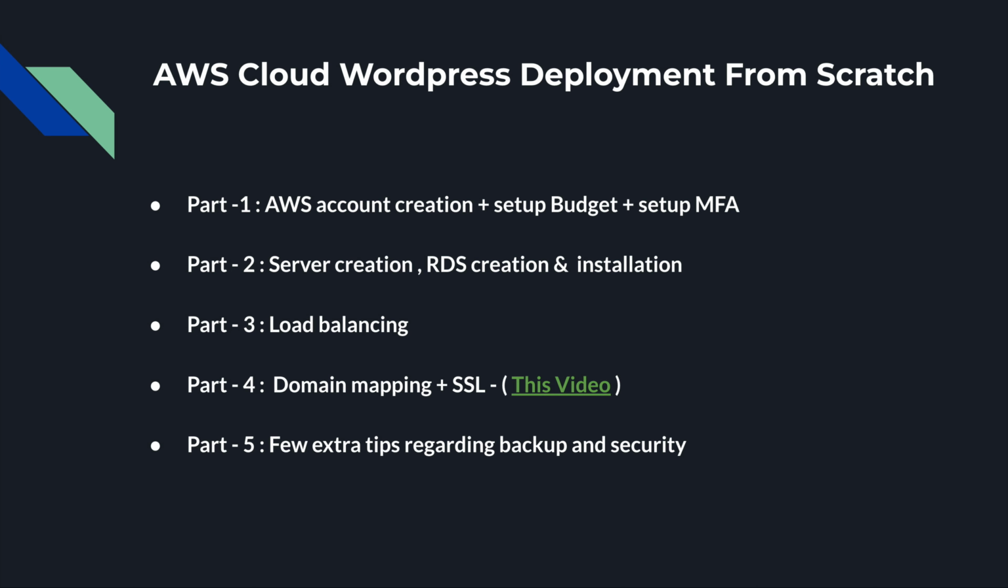This is part 4 of our WordPress on AWS series. If you haven't seen the previous part where we created a load balancer and added our WordPress instance as a target to load balancer DNS, you can click on the I button to watch it.